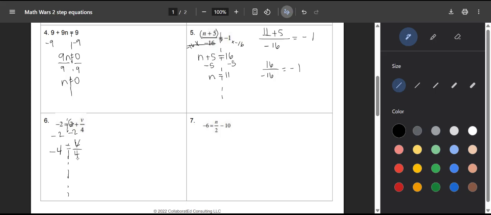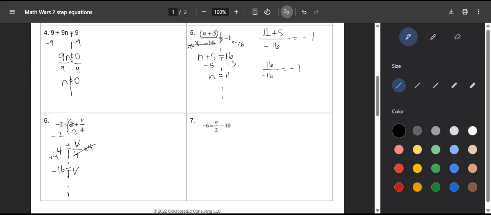And that gets me negative 4 equals v over 4, or v divided by 4. Now I need to do the opposite of dividing by 4, which is to multiply by 4. That gets us a 1, so that's v. And negative 4 times 4 is negative 16.